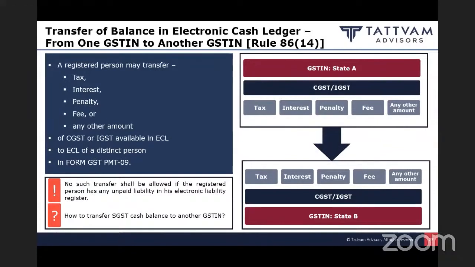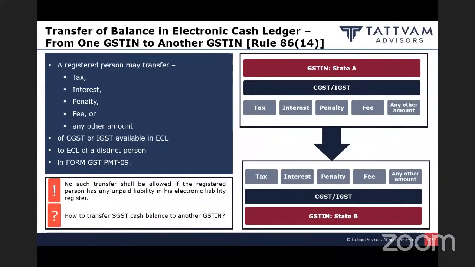And now what is being implemented, Rule 86A(14), is that you can transfer this amount from one GSTN to another GSTN under the same PAN. And what you can transfer is only the CGST and the IGST amount. For example, in my Delhi registration, I have CGST and IGST, and I want to transfer it to Maharashtra registration. Yes, I can transfer it using this facility, but it is not yet implemented on the portal and will be implemented very soon. This is the law which says you can transfer the CGST and IGST from Delhi to Maharashtra.